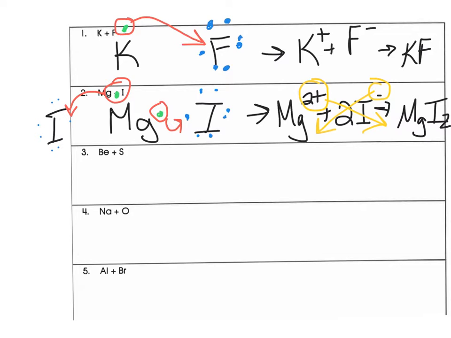So we've got a couple more we're going to look at. So beryllium is also in group 2.